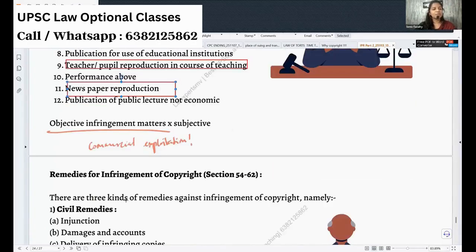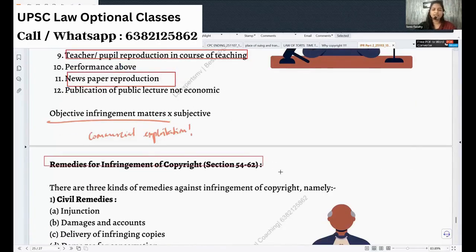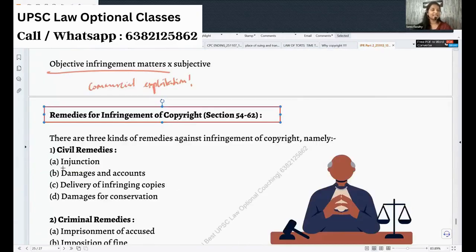So now coming to the remedies. Yes, my copyright is violated. What remedy will I have? I will have civil remedies like injunction. I will stop the other person from continuously reproducing it. Say, for example, I have made a film and I am the producer of the film. So I own the copyright and someone else is making a duplicate copy of my film and putting it in some forum. I can get an injunction stopping him from doing it.